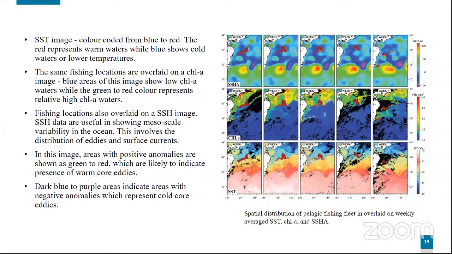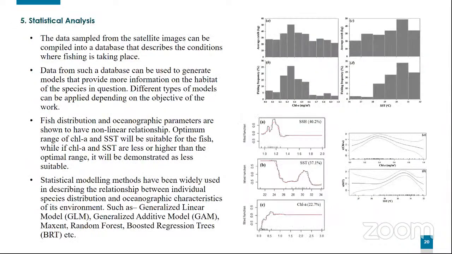So untuk statistical analysis, kita ambil data sampel daripada satellite image, kita compile dalam satu database that describes the conditions where fishing is taking place. So data from such database can be used to generate models. Kita buat modeling that provides more information on the habitat of the species in question. So different types of models can be applied depending on the objective of the work.